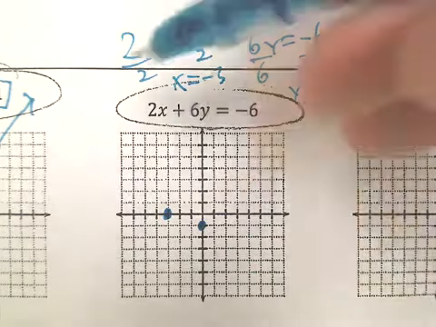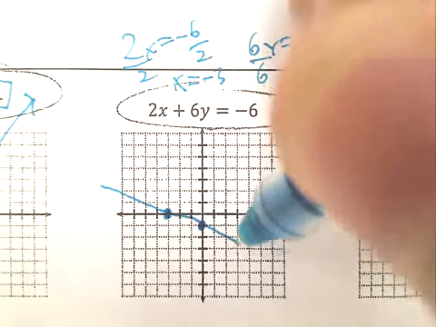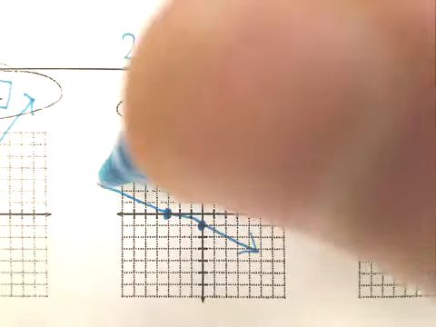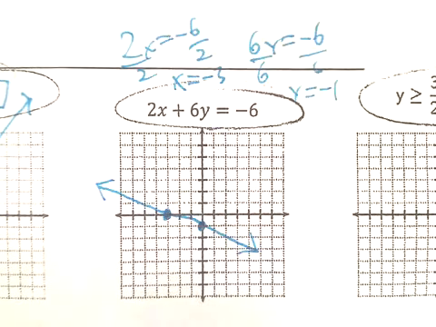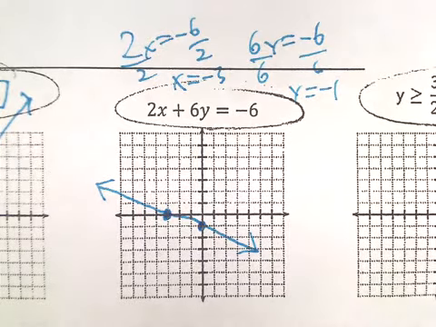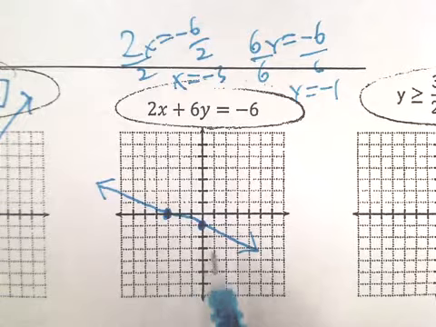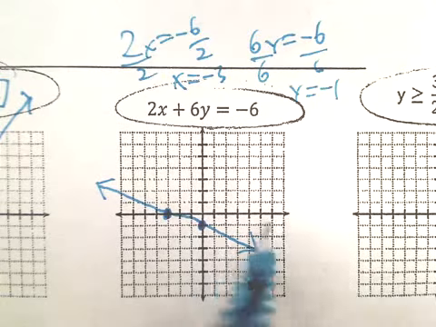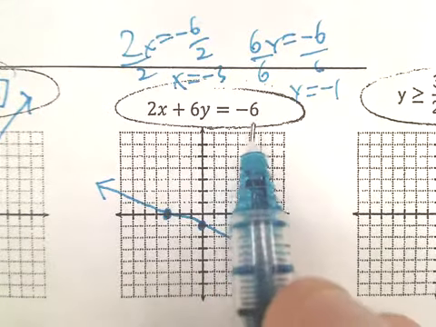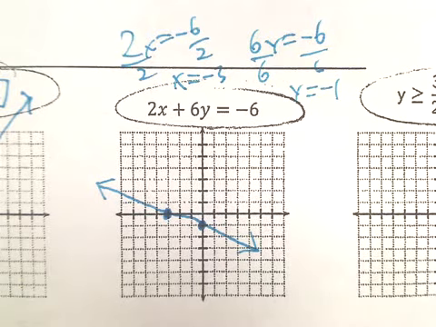Let's draw a line through those 2 points. Again, make your line go through the points and continue. Do not just connect the dots. That line goes on forever and ever. If I pick any point on this line, and I take the x and y coordinates and plug them in here, it'll come out to negative 6. So it continues on forever.